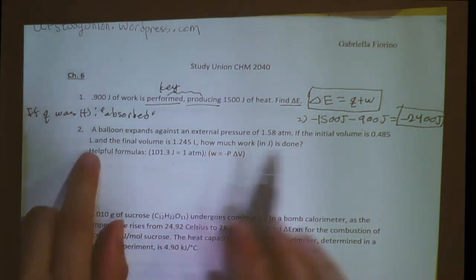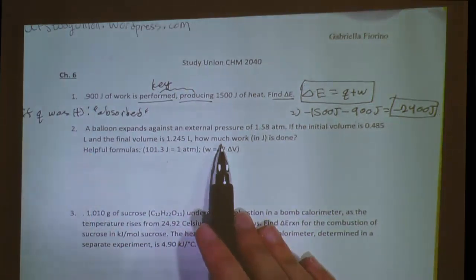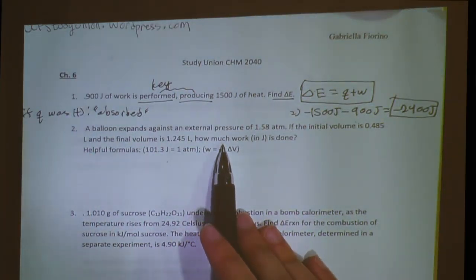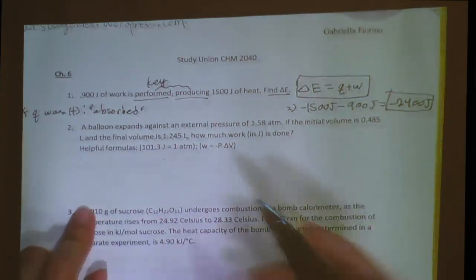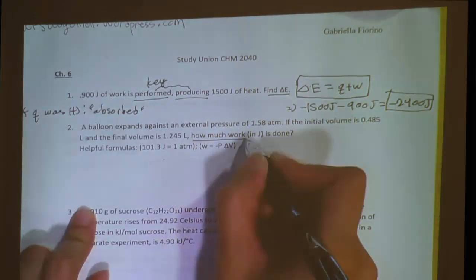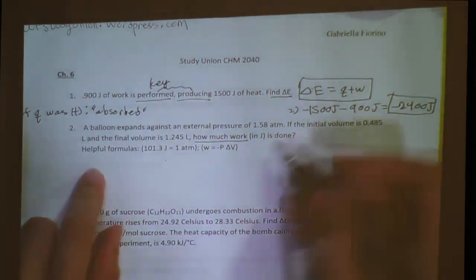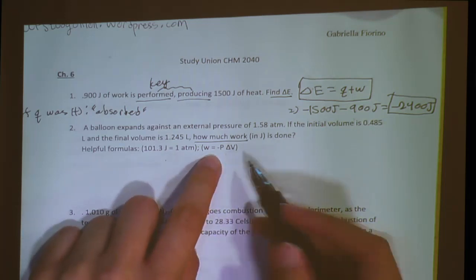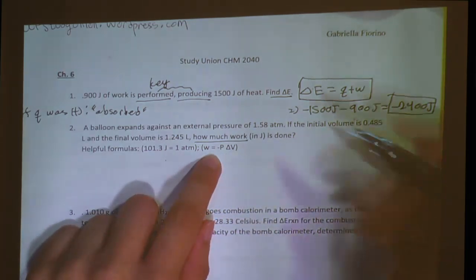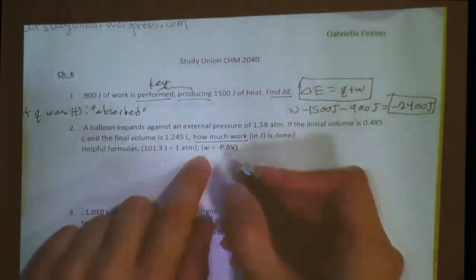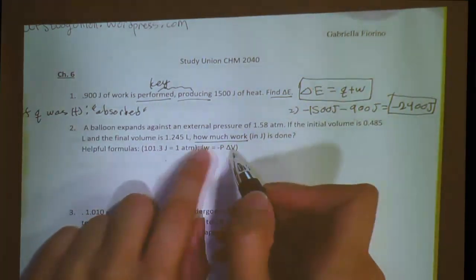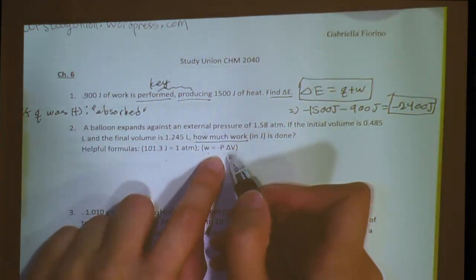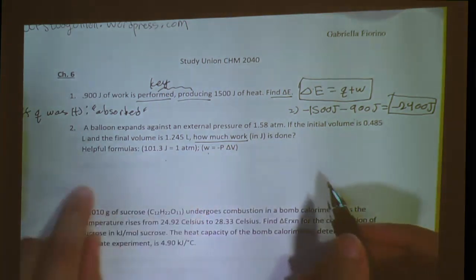So with these word problems, my suggestion would be to first see what we're looking for. So how much work is done? So I'm going to underline how much work. To find how much work is done, we're given the formula here. Now on your exam, you will likely not be given the formula. We'll have to know it. So we have that W equals negative pressure times the change in volume.